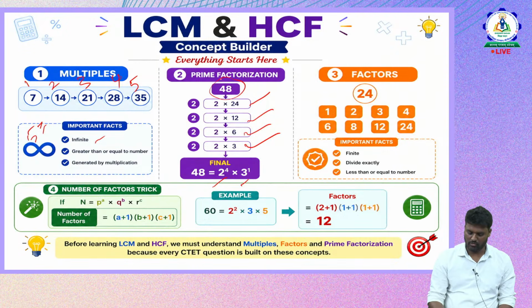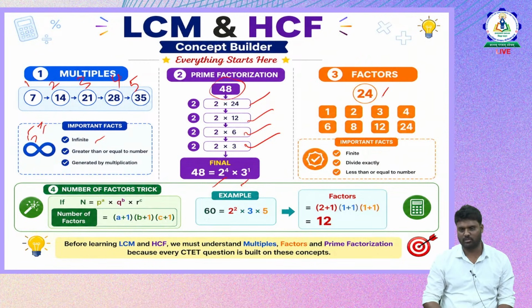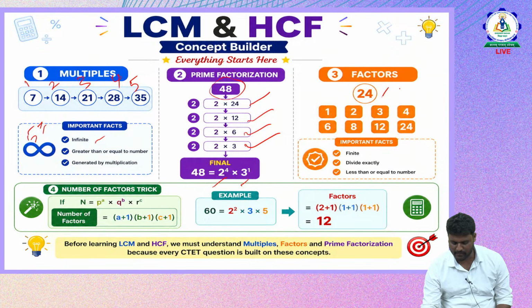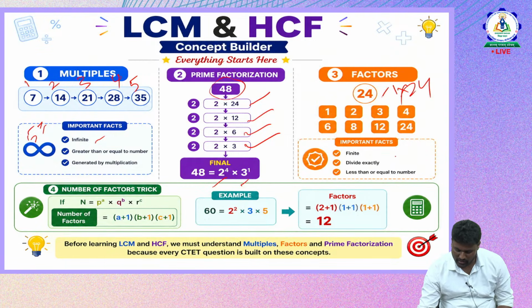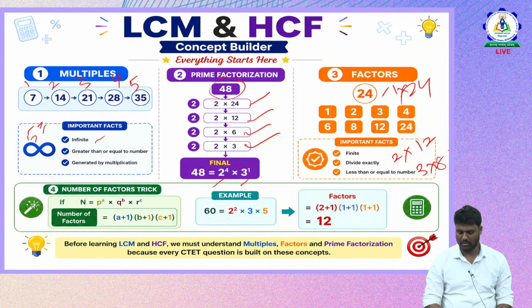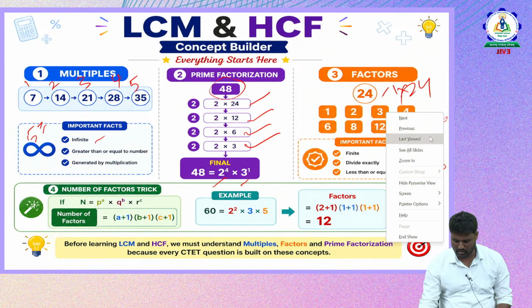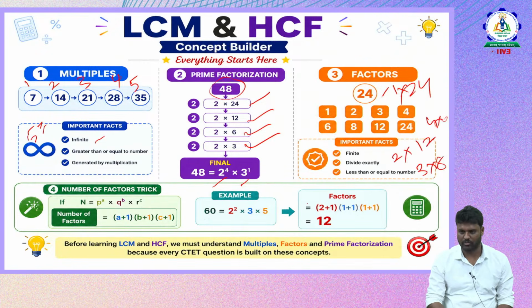Okay, so now we also need to understand factors. How do you identify the factors? Suppose we take the example of 24. What are the factors of 24? 24 can be written as 1 into 24, and we can also write it as 2 into 12, 3 into 8, and 4 into 6. So these are the factors of 24.